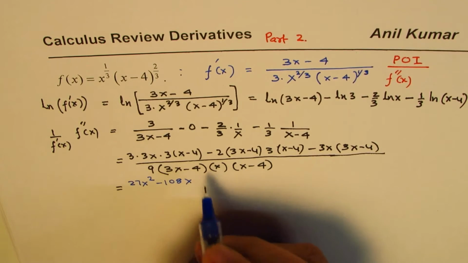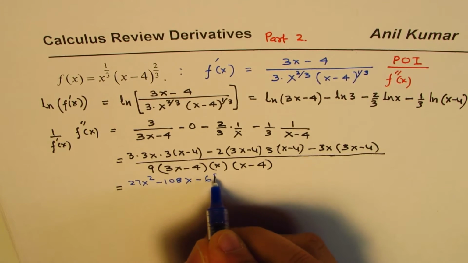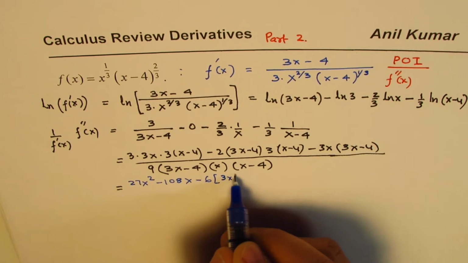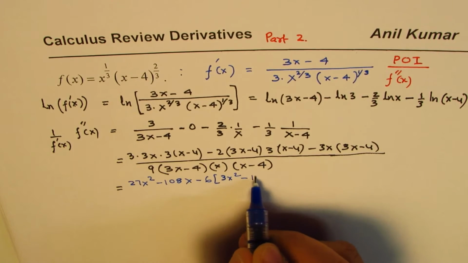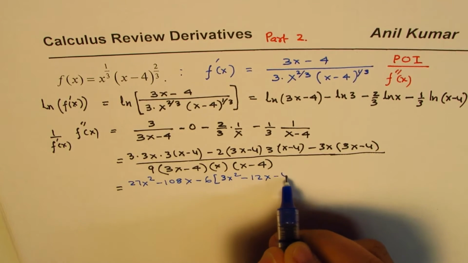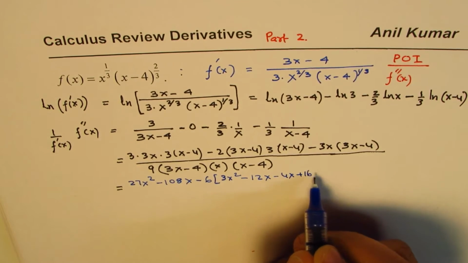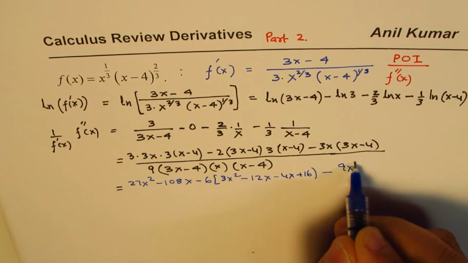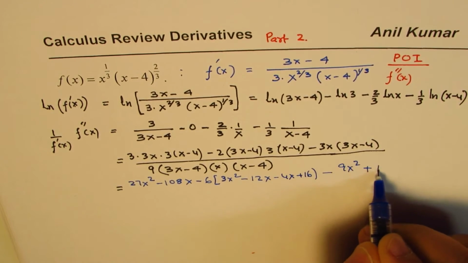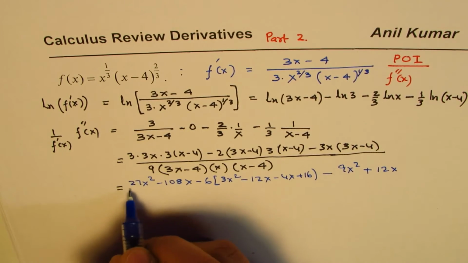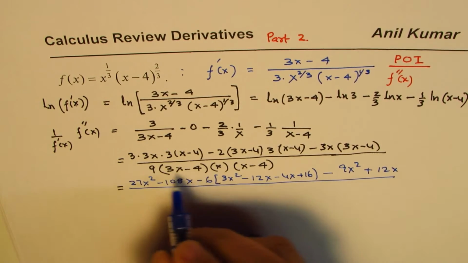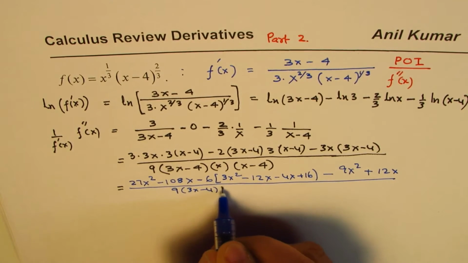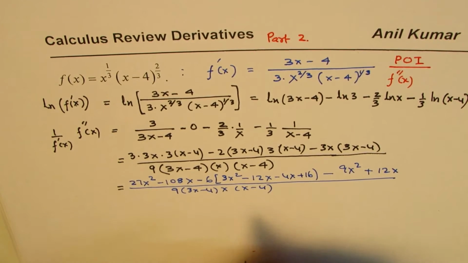So we have 3 times 2 as 6. We'll write 6 here, and I'll do it in 2 steps. 3x squared minus 12x minus 4x plus 16. Okay, and this one is 3 times 3 is 9. 9x squared plus 4 times 3, 12x. Is it okay? That's fine. Then divide by all this, which is 9 times 3x minus 4 times x minus 4.